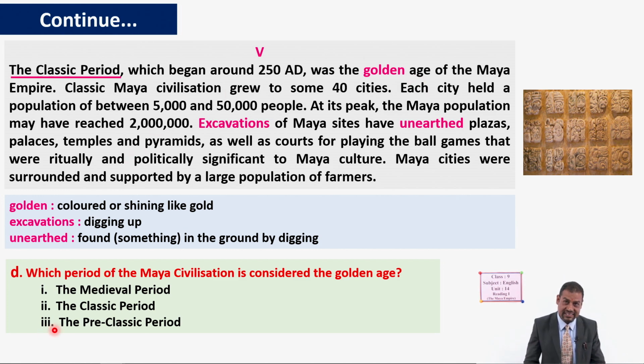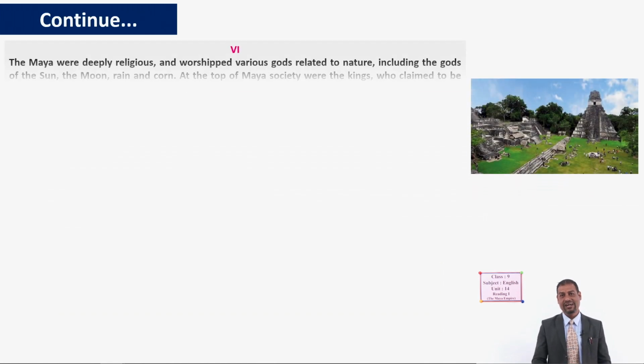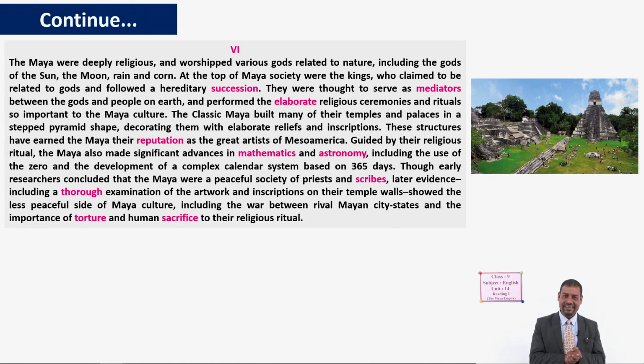So our correct answer among these three options, the medieval period, the classic period, the pre-classic period, which one is it? Yes, you are absolutely correct. The classic period is known as the golden age of the Maya empire. Okay, dear students, you are doing a good job. Now again let's do something in another paragraph, and it is the sixth paragraph.